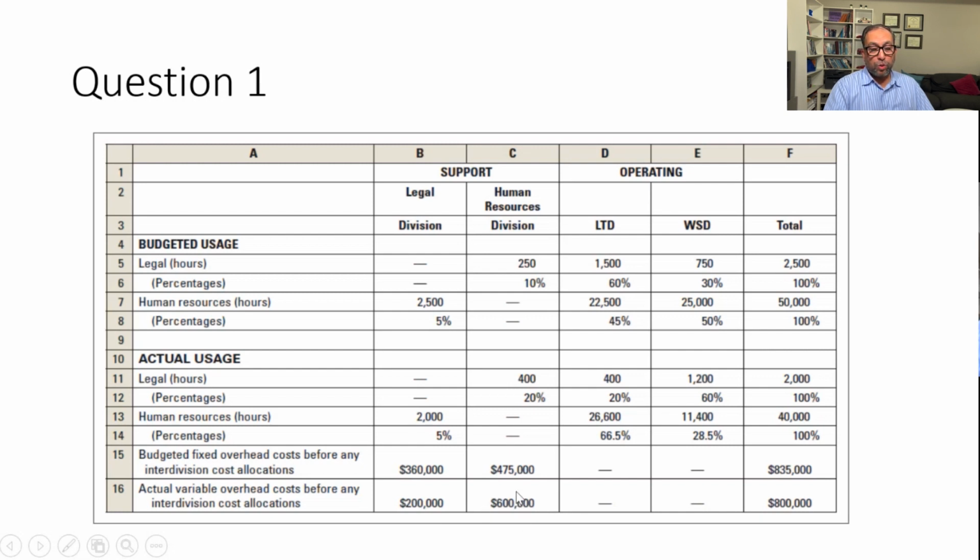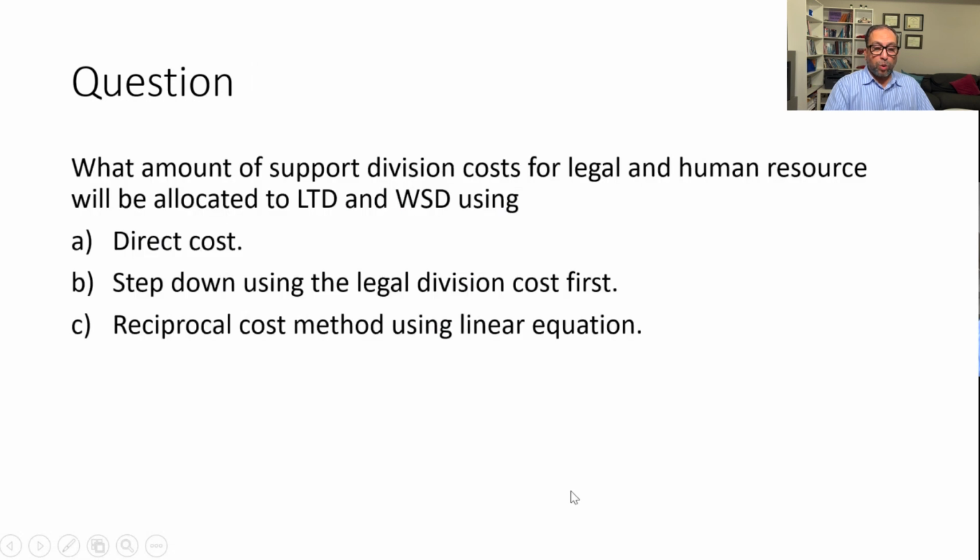and human resource departments. So you remember what the question is saying: what amount of support division cost for legal and human resource will be allocated to LTD and WSD using the direct method, the step-down method using the legal division's cost first, and the reciprocal cost method using linear equations. So these are the three requirements.